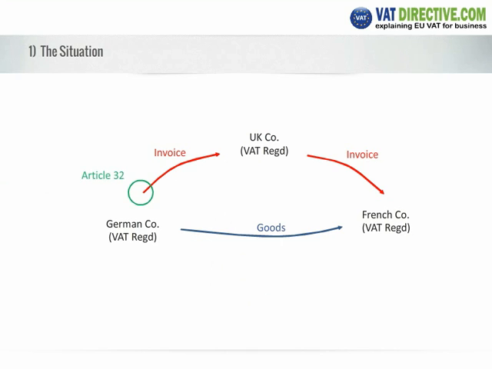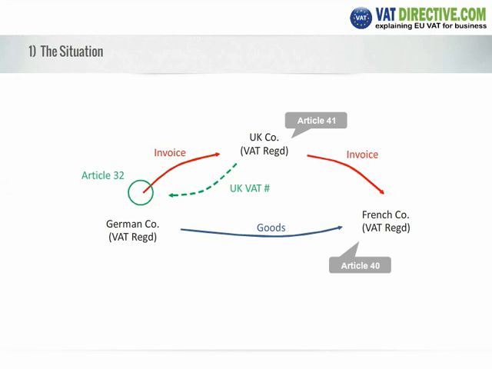Under Article 32, that is a German supply. Because the UK company gives the German company their UK VAT number, in Germany that supply will be exempt with credit. Now the UK company, because they've used a UK VAT number to secure exempt with credit treatment from Germany, Article 41 will apply.